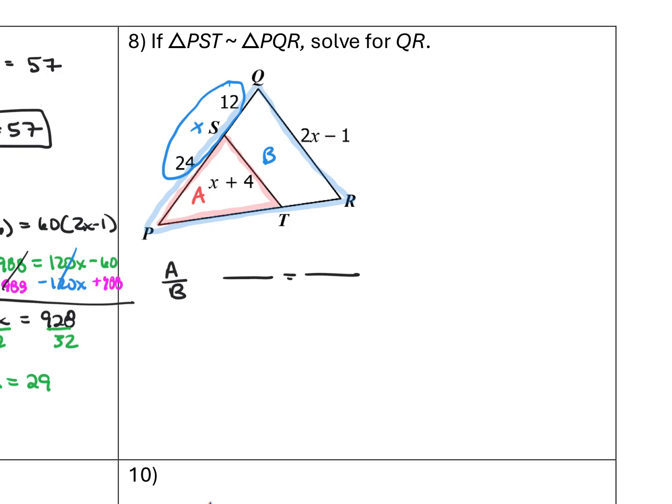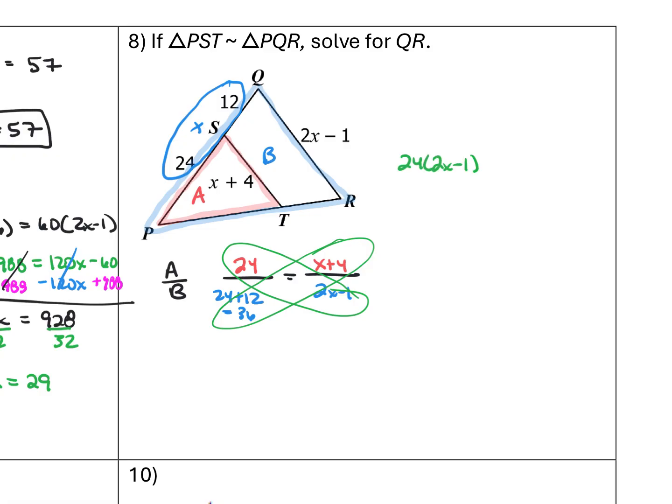Okay, for A, on my side I have 24. And then my other side is x plus 4. And then for B, I've got 24 plus 12, which equals 36. And I've got 2x minus 1. All right, now I got to cross multiply. So I've got 24 times 2x minus 1 is equal to 36 times x plus 4.